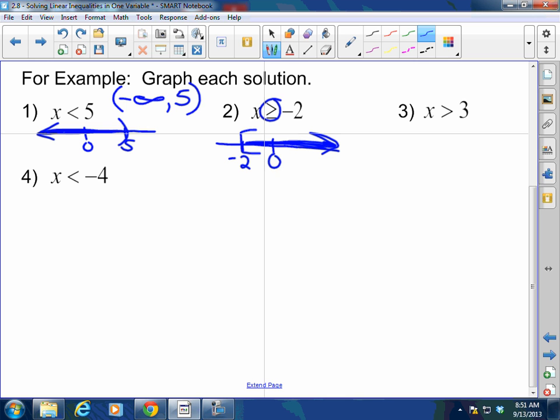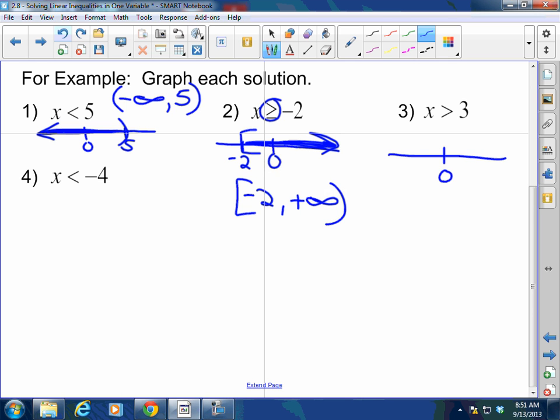No, not negative 2. You first have to put a symbol there. Bracket. Negative 2, my smaller value, to positive infinity, my largest value, and with a bracket, right? Good catch, guys. It's not a bracket. Come on, Mr. Morrow. It's a parenthesis. Good job.